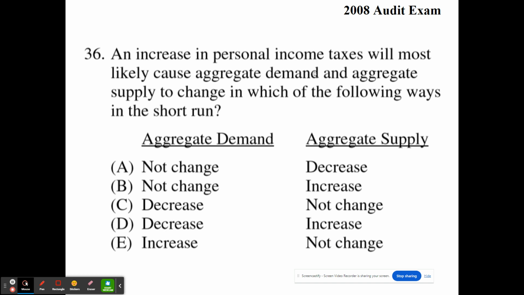So now I have to think, okay, what effect is it going to have on aggregate demand? Is it going to decrease it, or increase it? If you increase my personal income taxes, that's going to take away my disposable income. I'm going to pay more money to the government, and I'll have less disposable income available to buy goods and services. So consumer spending would fall, and aggregate demand would decrease.